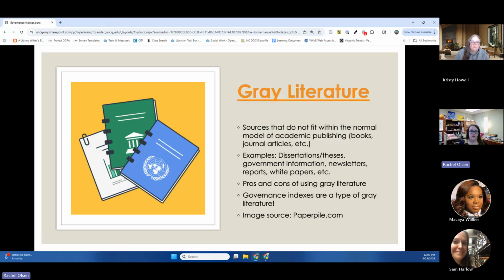There are pros and cons to using gray literature, right? Some pros that I can personally think of, and feel free to put any in the chat that you can come up with: gray literature doesn't go through a peer review process in a traditional way, and peer review can take a long time. So gray literature can be more up to date than the peer reviewed stuff.